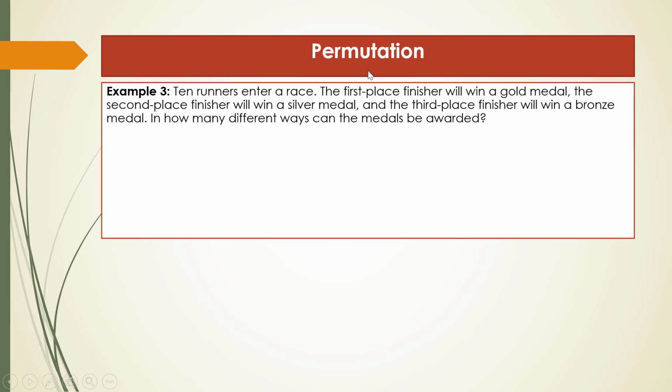So in this situation, we have 10 runners, but we are not going to use 10 operations. We are going to choose only 3 runners out of the 10 runners. So in this situation, we have 3 operations.